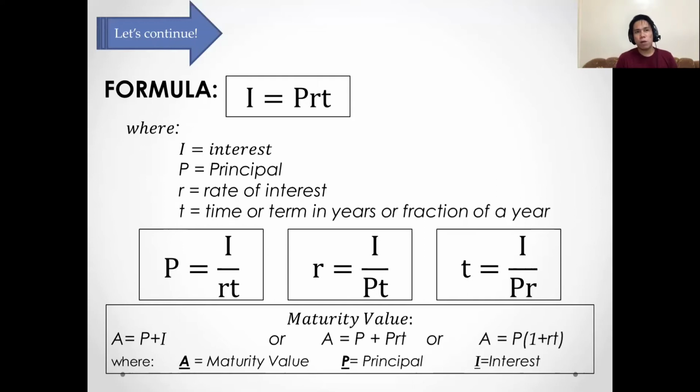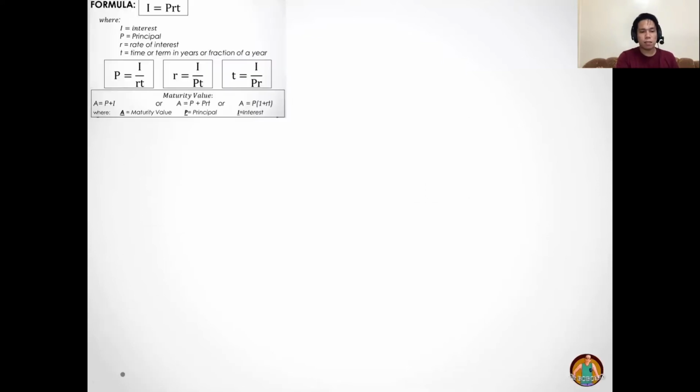Yung maturity value, halimbawa, yung principal amount mo, nagkaroon siya ng interest, tapos, yung principal at saka yung interest, combine mo together, that is the maturity value or the present or the face value. Okay? So yung formula for maturity value is A is equal to P plus I, okay? Or A is equal to P plus P times R times T, or A is equal to P quantity 1 plus R times T, where our A is the maturity value, our P is the principal, and our I is the interest.